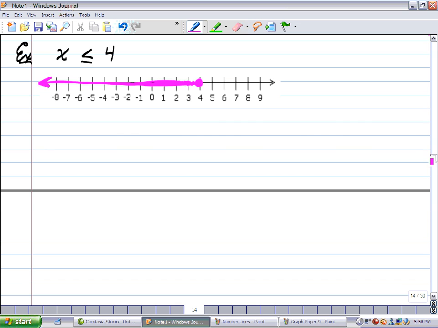Now the 4 is included, so if I were to say 4 less than or equal to 4, that is a true statement. Okay. If I were to say 4 less than 4, that's a false statement. So in this one I have x less than or equal to 4. 4 would make it true, so that's why I want 4 to be a solid dot.